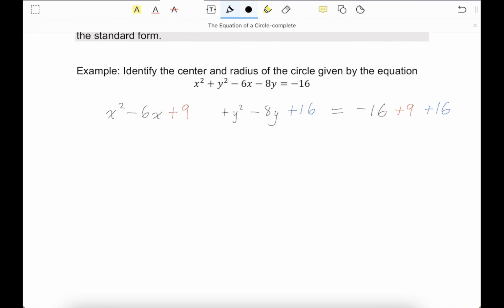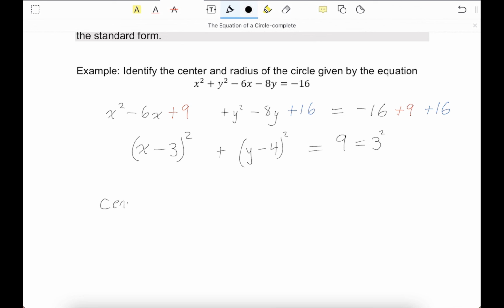Now I have two squares. x squared minus 6x plus 9 can be factored as x minus 3, whole thing squared. y squared minus 8y plus 16 can be factored as y minus 4, this whole thing squared. And then on the right-hand side, I get just 9. 9 is the same thing as 3 squared. I'll write that there. And we can read the center and the radius very quickly.